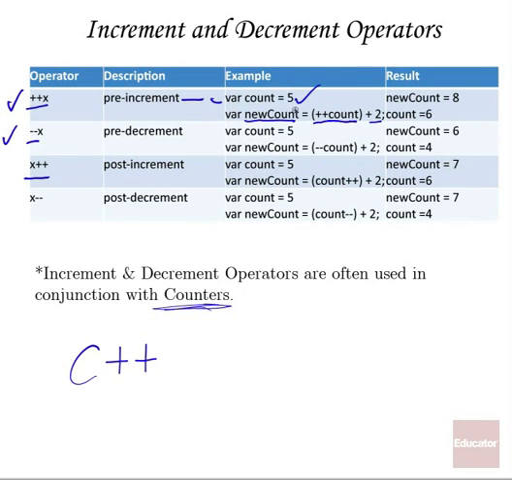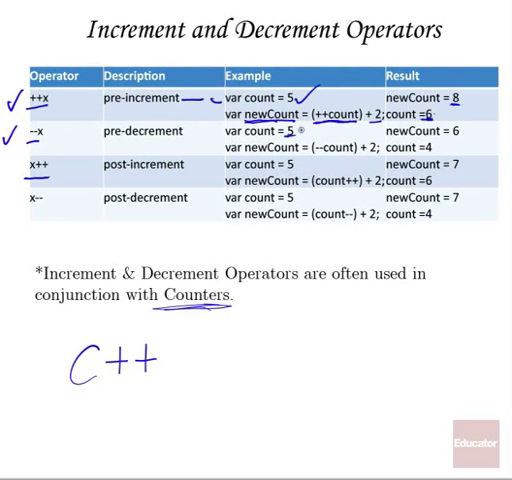So in this first example, we've got the value of 5, and then we've got the new count, and then we increase the count by 1 and then add 2. So what happens there is that the count goes up by 1. Now the count is 5 plus 1, in other words 6, and then we add 2 to that. So at the end of it all, the count is 6, and the new count, because we added 2 to it, is 8.